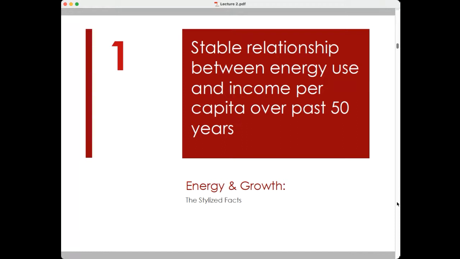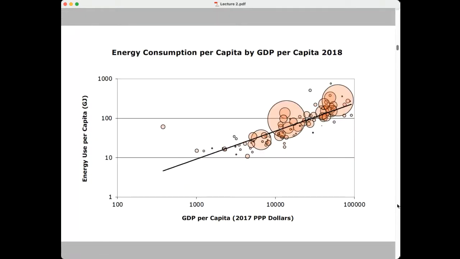So the first of these is there's a stable relationship between energy use and income per capita over the past 50 years now. It was only 40 when we wrote the paper. The only reason we don't say it's longer than that is because we have data on far fewer countries before 1970 than we have after 1970. And this is the cross-section in 2018, the most recent one.